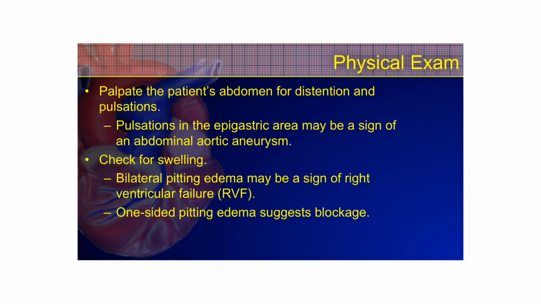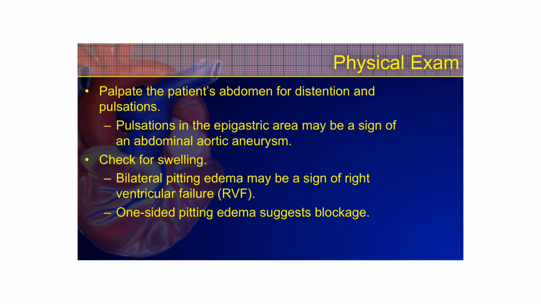Then you're going to move down to the abdomen. You're going to inspect and lightly palpate that abdomen for distension and pulsations. Strong pulsations in the epigastric area may be a sign of an AAA, an abdominal aortic aneurysm, so that pulsating mass in the belly is not a good sign. And that patient, if that AAA ruptures, can become hypotensive pretty quickly.